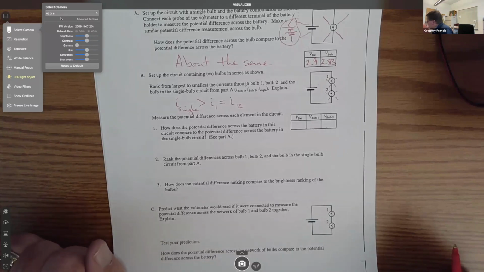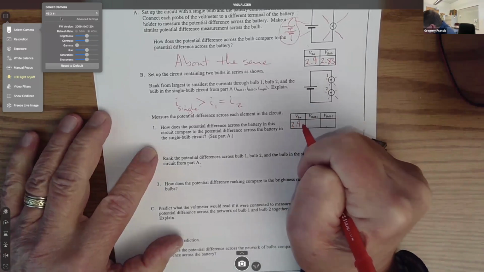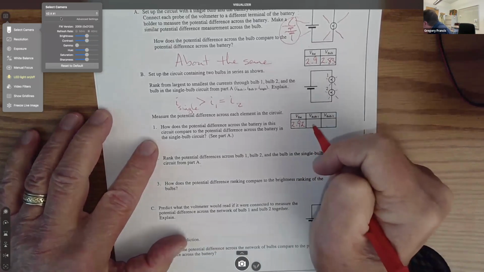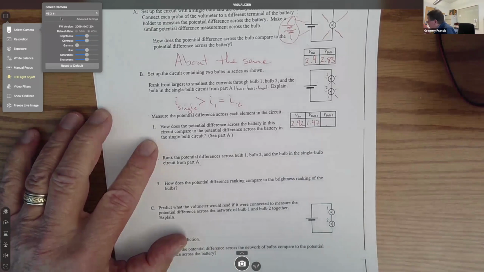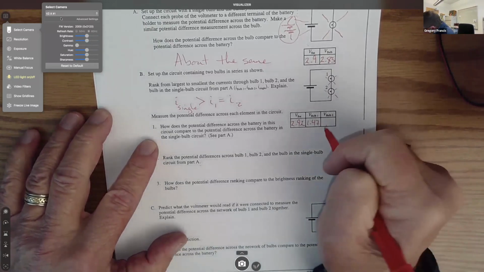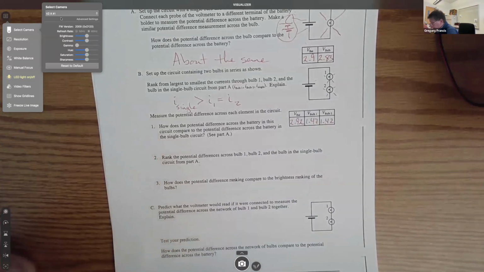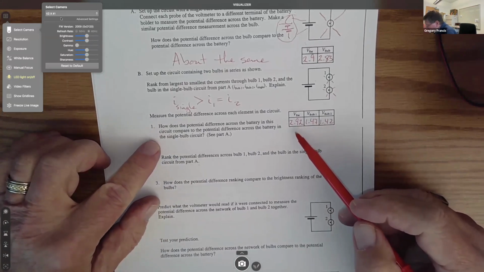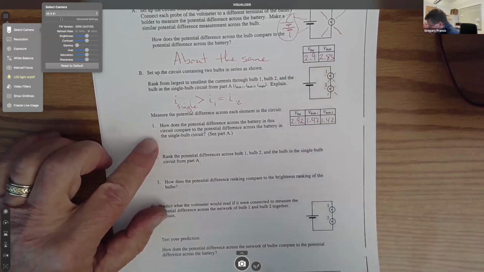Okay, what we found was 2.92 across the battery and 1.47 across bulb 1 and 1.42 across bulb 2. How does the voltage difference across the battery in this circuit compare to the voltage difference across the battery in the single bulb circuit? Well, it's almost the same.